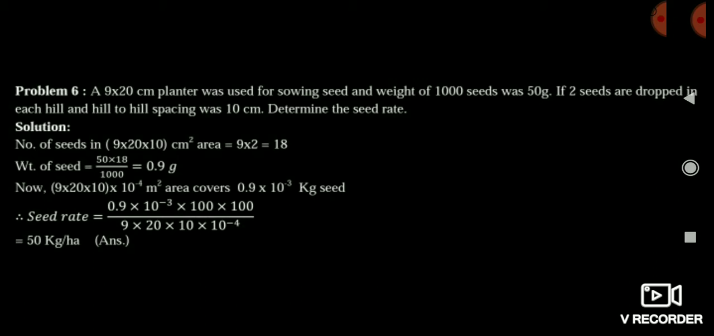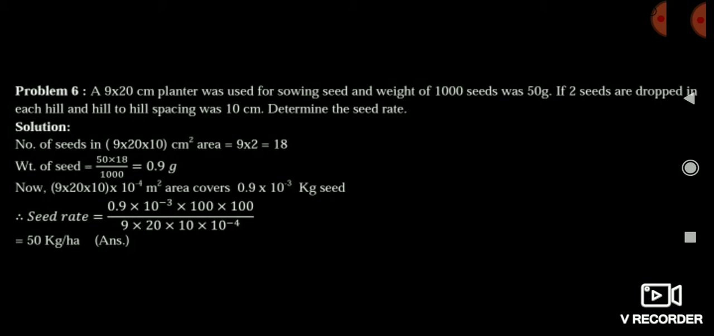From one tube, 2 seeds will fall, and the total number of tubes is 9. It means the total number of seeds that will come out is 9 into 2, that is 18. It means 18 seeds will drop out from the planter. Means 9 into 20, here 9 is the number of tubes. So you can get the weight of seed, that is 0.9 grams.